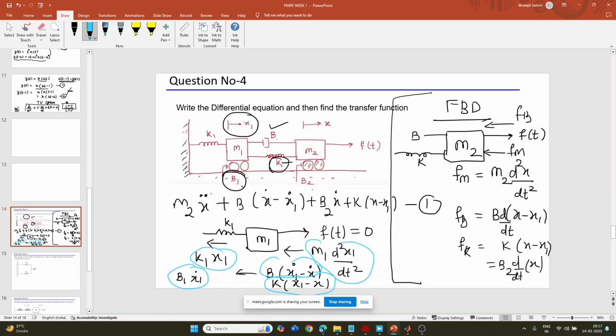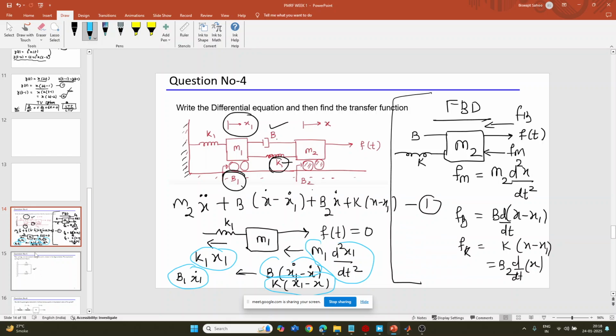Clear? These are the 5 forces which are applying on the body m1 in the negative direction, but in the positive direction the force is 0. Now you have to equate. Once you equate, you will get another equation. So there are two equations, equation 1 and equation 2. You got my point? Yes, sir. So this is the way you have to solve the question of the damper equation.